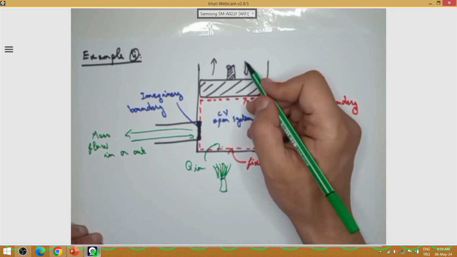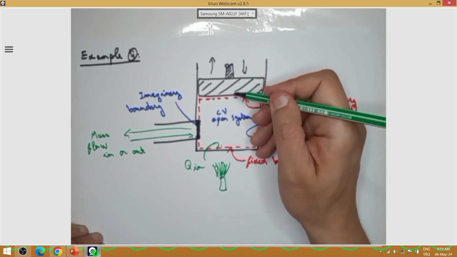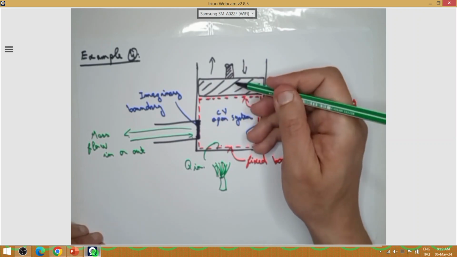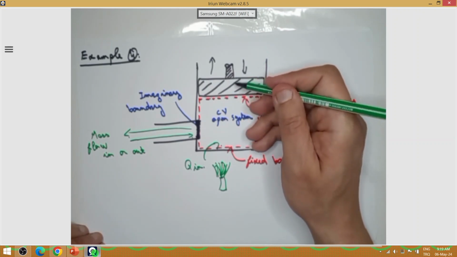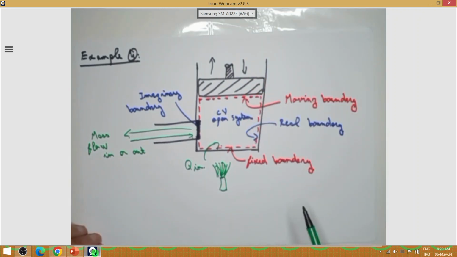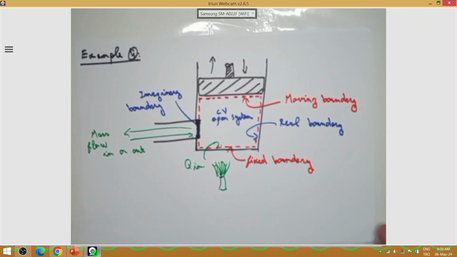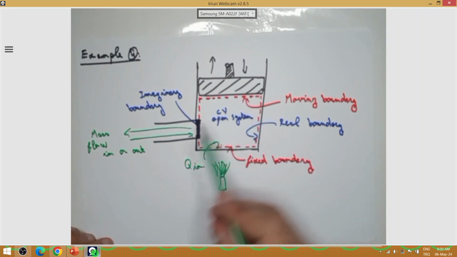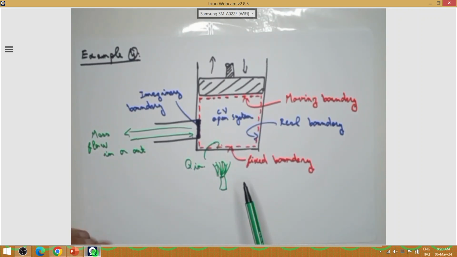Also work can go in or out, so the piston is moving up and down, so more work can be exchanged with my system. So in conclusion, we have said that a closed system can exchange only energy with the surrounding. It can exchange only heat and work. But when we speak about an open system, it can exchange heat and work plus mass. So this is the main characteristic of an open system.